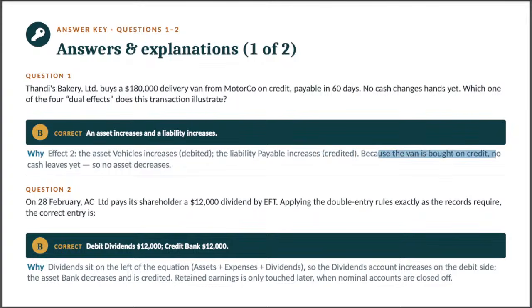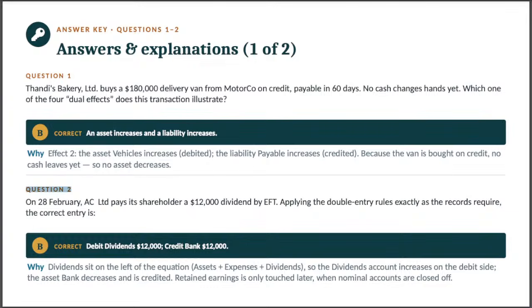Because the van is bought on credit, no cash leaves, so no asset decreases. So that's the key right there. So B is the correct answer for number 1, and you have the reason here. The asset, vehicles, increases, but the liability also increases. So an asset increases and a liability increases.